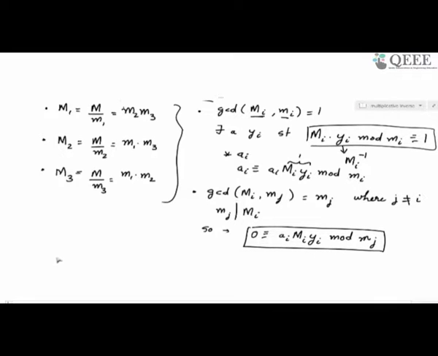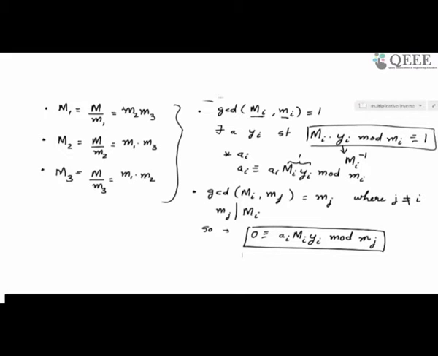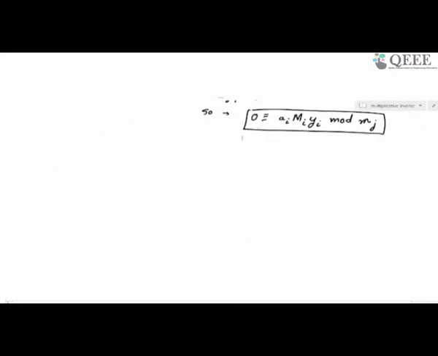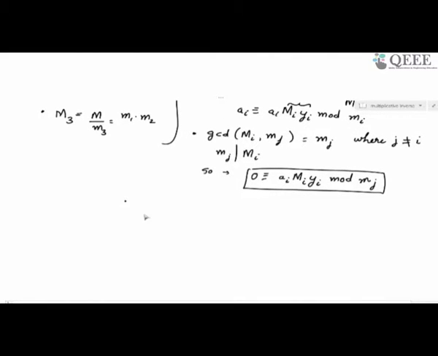Okay, so from this we can now define the Chinese remainder theorem. We can use it to solve for x in the following way: x is congruent to the sum of ai mi yi mod M, where i is varying from 1 to 3 in this particular case.